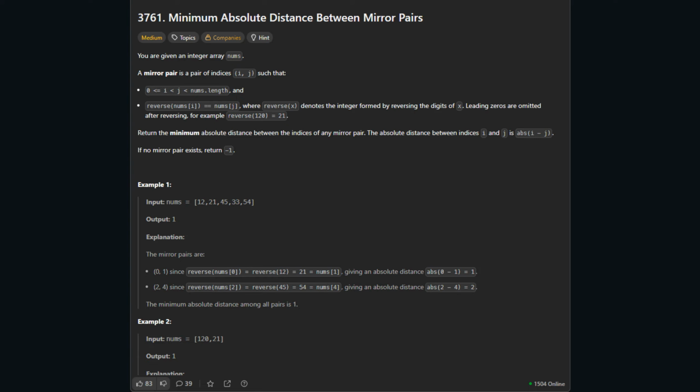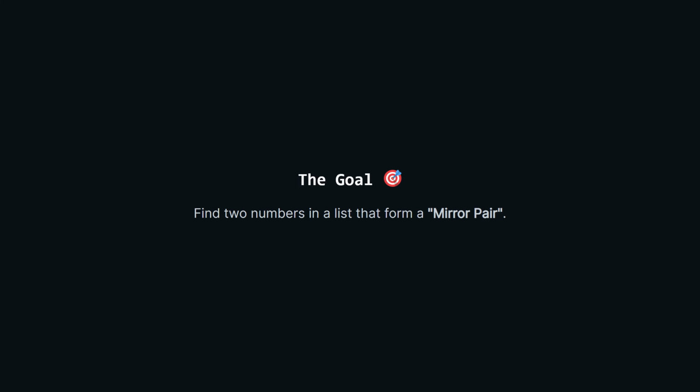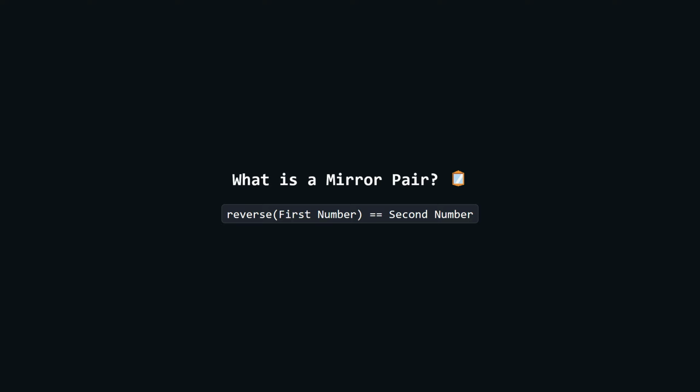Here is the problem description from Leetcode. It looks a bit wordy, so let's break it down into something much simpler to digest. Our main goal here is to find two numbers inside a list that form what the problem calls a mirror pair. A mirror pair simply means if you take the first number and completely flip its digits around, it becomes exactly the same as the second number.